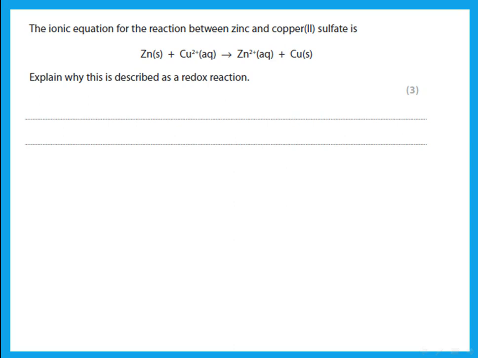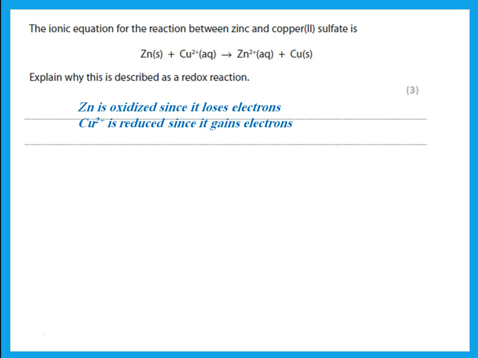So a typical question would be something like this. Explain why this reaction is a redox reaction. We said, what's a redox reaction? It's one in which we have oxidation and reduction. So you have to tell me, where has oxidation happened, where has reduction happened? Of course, the zinc to zinc 2+, that means that the zinc has lost electrons or it has increased in oxidation number, so the zinc has been oxidized. The copper 2+ has changed to copper, that means it has gained electrons or the oxidation number has decreased, so this is the one that has been reduced.